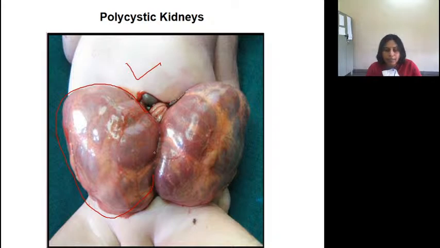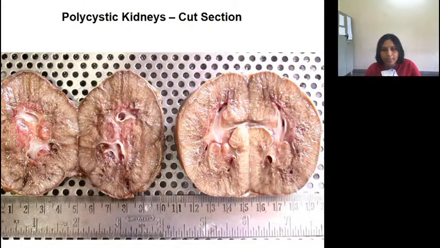So this is ARPKD, the autosomal recessive kind of polycystic kidneys. This is the cut section of these kidneys. You can see here nicely, you can see all the cysts here. This is the cortex here. So the cortex is filled with small cysts, all small cysts, and this is the pelvis.